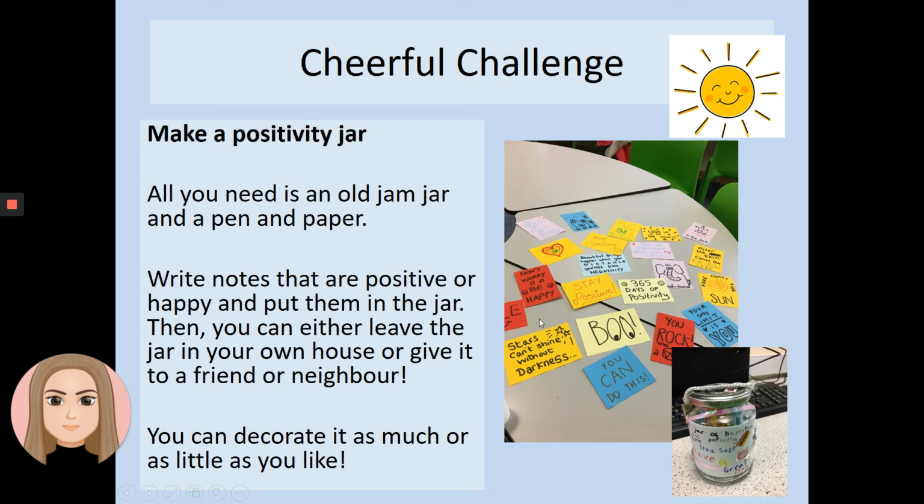So what you do is you get your clean jam jar. Remember, it needs to be clean. It can't have jam in it. You write notes that are positive and happy, just like these ones over here. They can be simple things like you can do this, or stay positive, or a little heart, or a funny picture. This one's quite nice. Stars can't shine without darkness. I think that's quite nice and positive. Then you fold them up, put them in the jar, and put the lid back on, and then you can drop it off at someone's house.